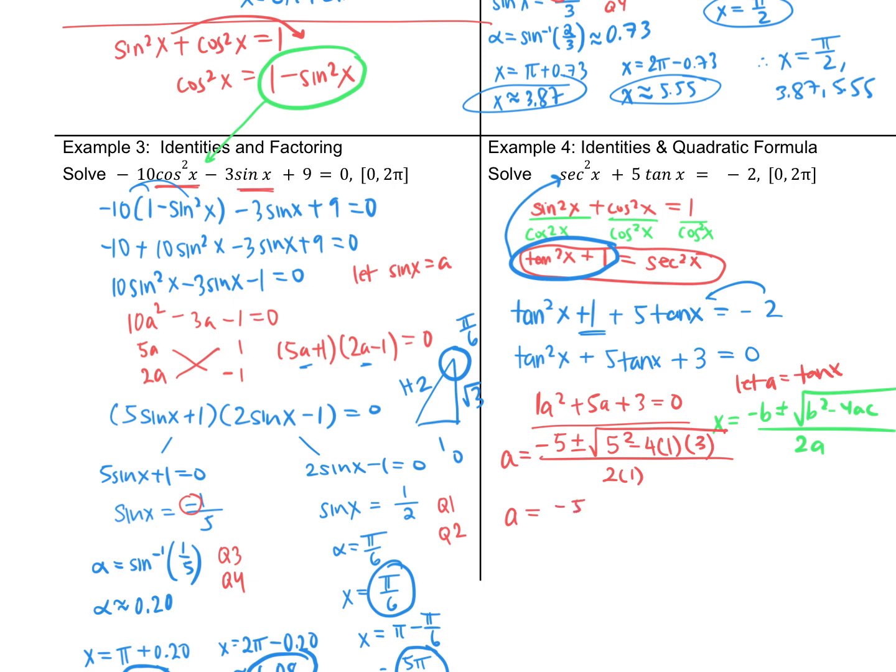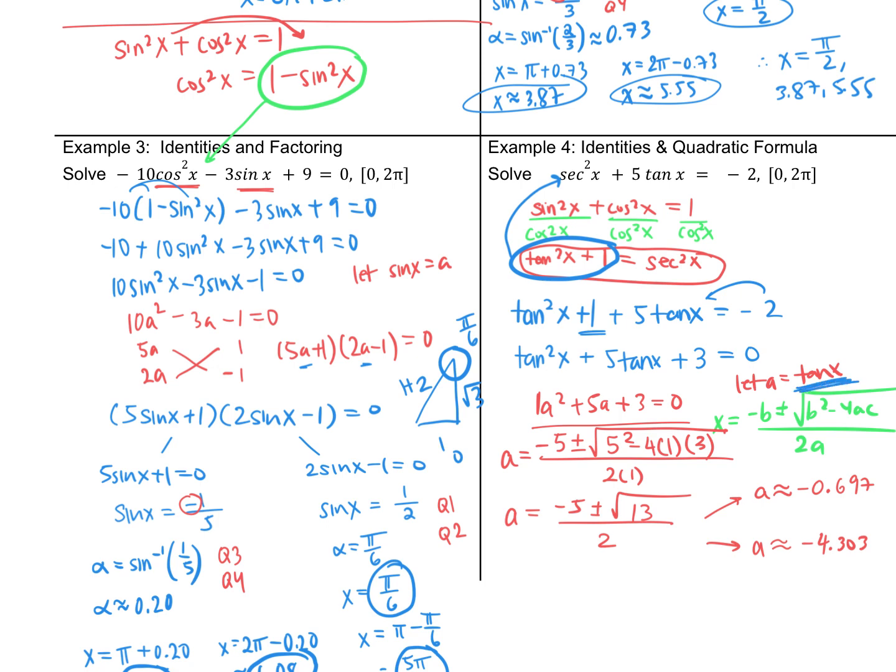And now we clean up. The part under the square root, 5 squared minus 4 times 3, is 13. The denominator is 2. This will not give us an exact value, so I will just get my 2 options for a. So I'm going to do -5 plus the square root of 13, all divided by 2. And when I do that, I get approximately -0.697. And when I do the subtraction version, I get approximately -4.303.